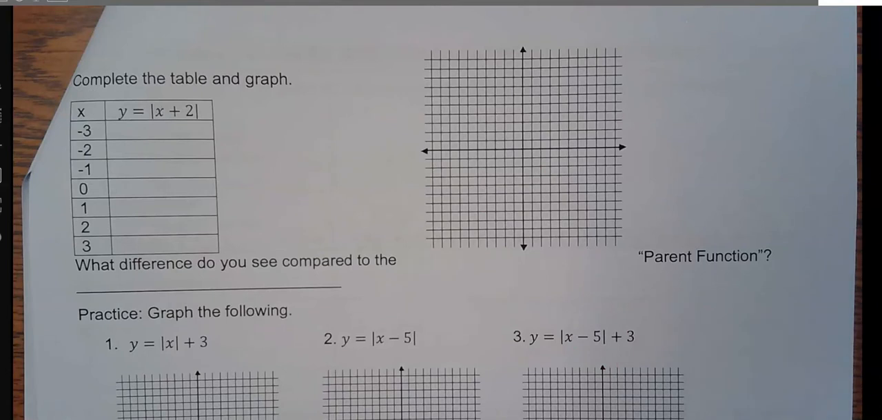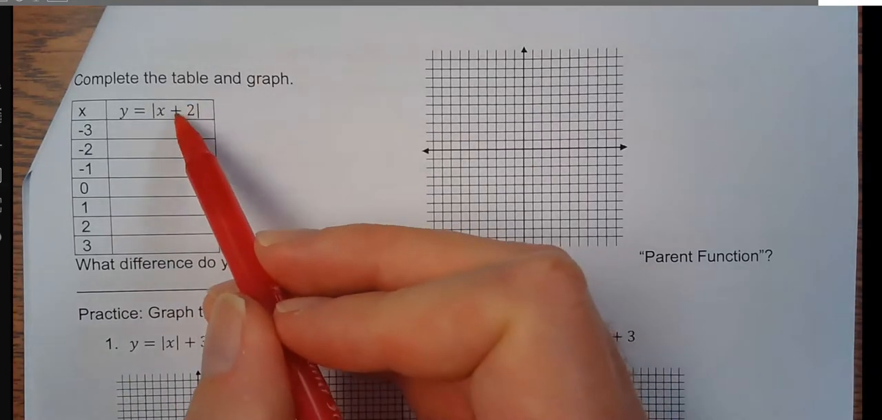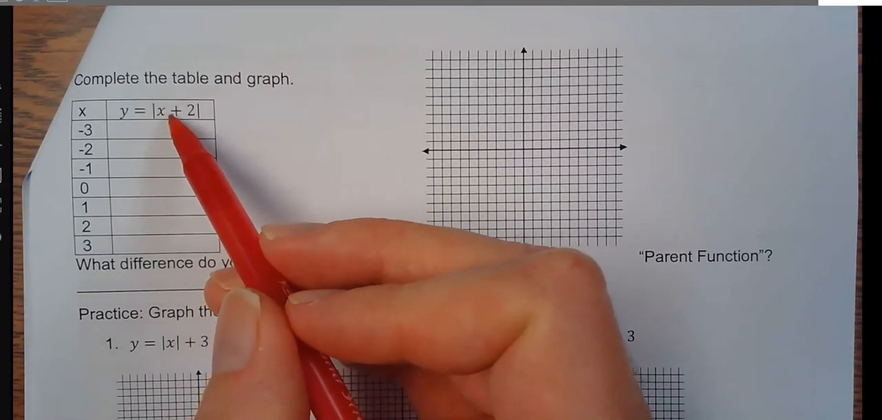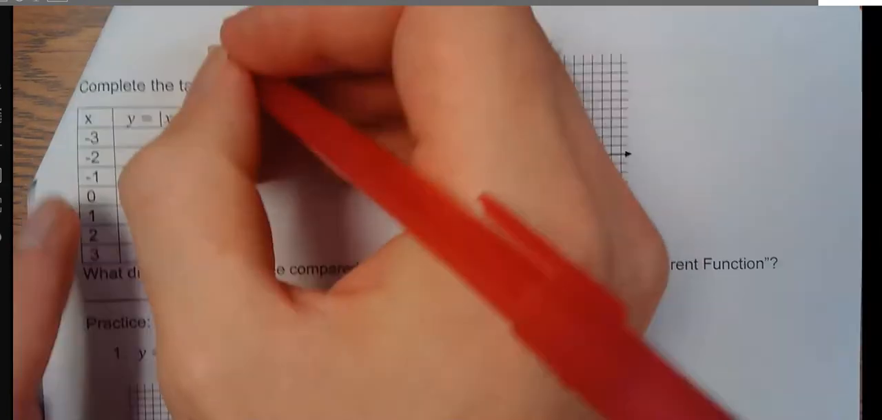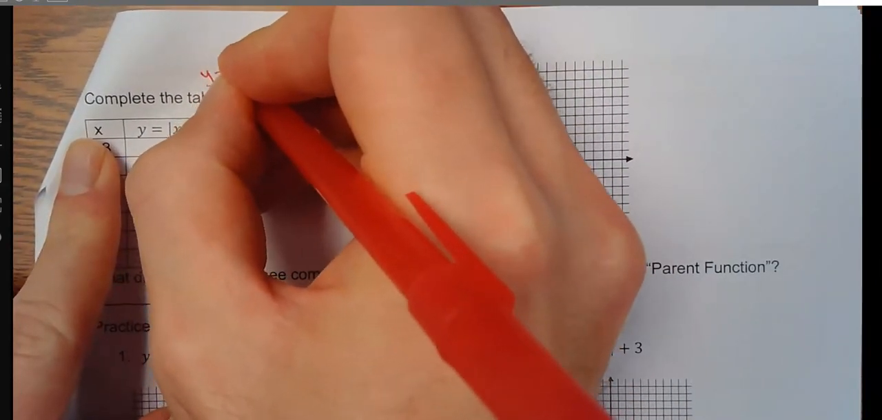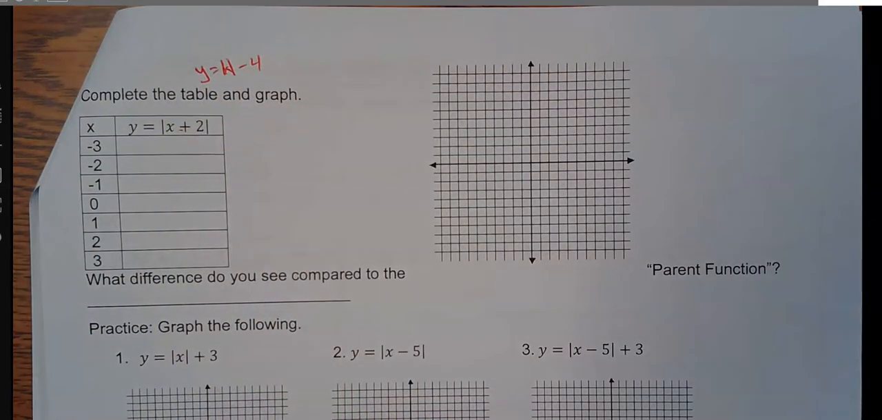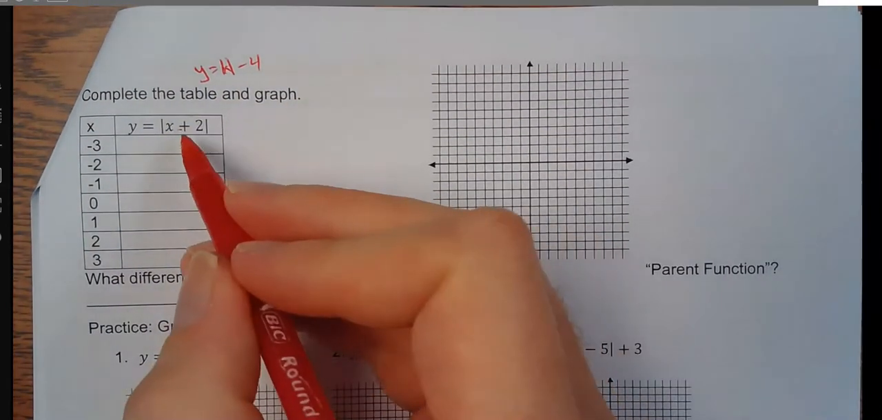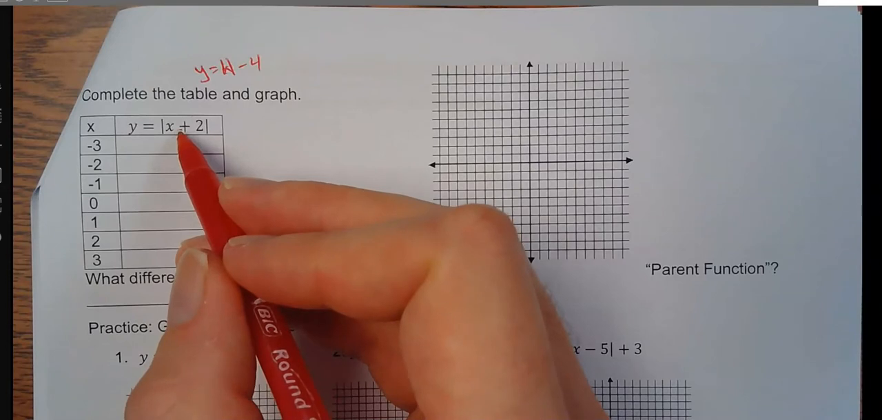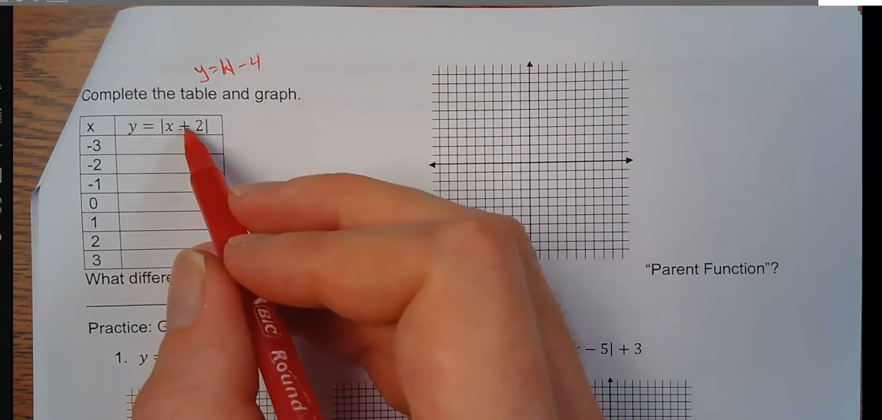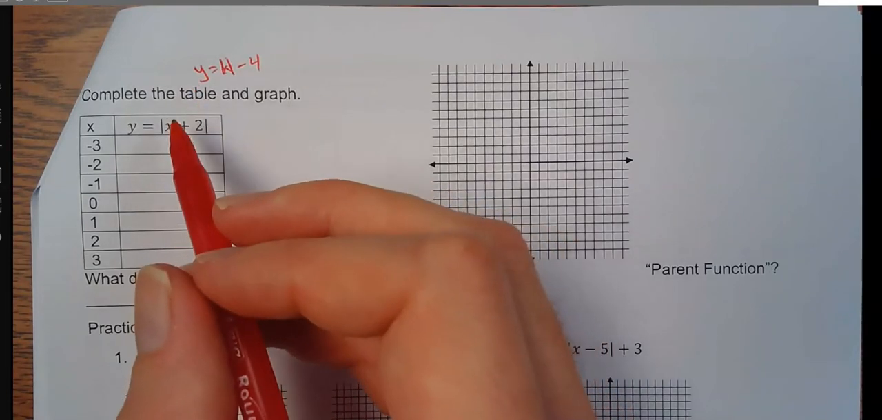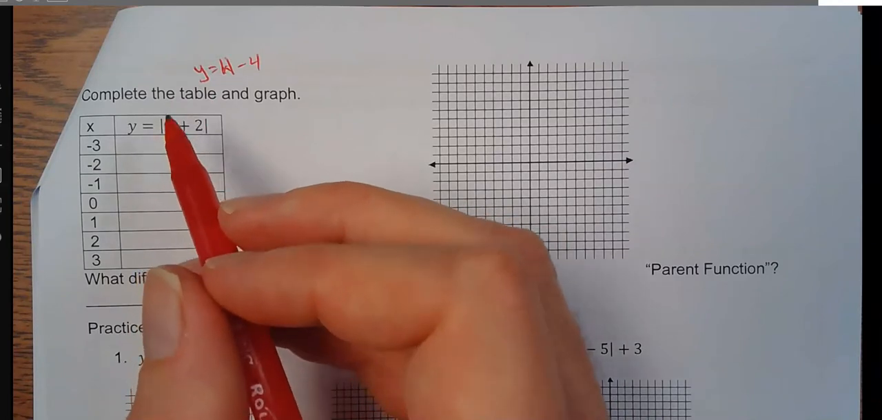Okay, now flipping it over, let's look at what happens when the number's inside. So this is inside the absolute value with the x. The one on the other side was y equals the absolute value of x minus 4. So you subtracted after you did the absolute value. Here we're going to add before we do the absolute value. So it is going to be a shift. It's going to be, instead of changing the y, it's going to be changing what x values.